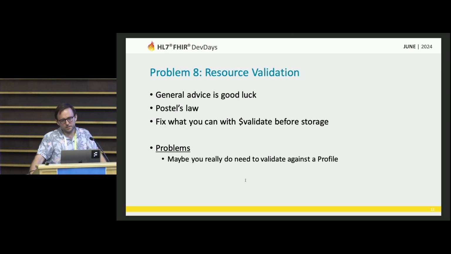Problem number 8, resource validation. So of course, if you are connecting to hundreds of FHIR servers, the general advice on validation is just good luck. You probably need to adjust your expectations. John Postel is sort of one of the grandfathers of the internet, I suppose. Postel's law is that you should be liberal in what you accept and conservative in what you send. And so I think that's good advice here. You can fix what you can with validate before storage.